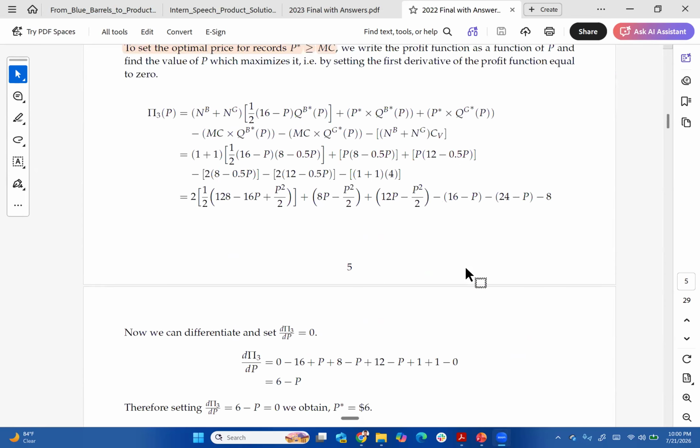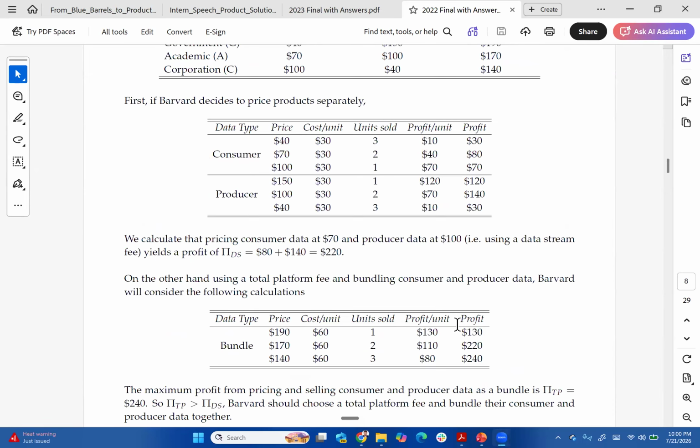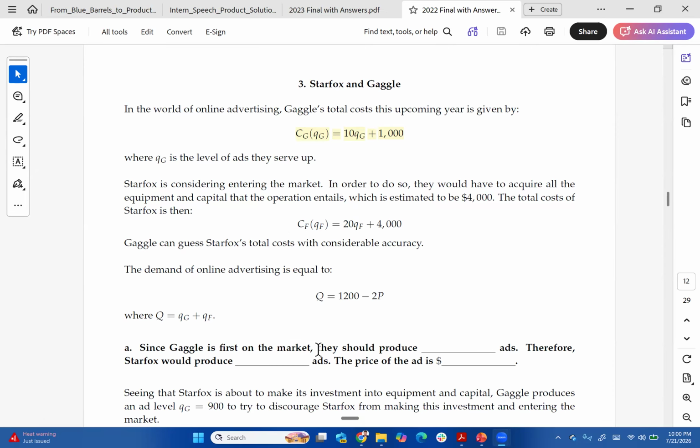If you've got today's concepts, then maybe try this one. So it says Starfox and Gaggle. In a world of online advertising, Gaggle's cost function is given. Starfox is considering entering the market. In order to do so, they would have to acquire this. The demand is this much. Since Gaggle is first in the market, they should produce this many ads, and therefore Starfox should produce this many ads. So in this case, Gaggle has a first mover advantage, and Starfox is following. This is an example of Stackelberg. So you can try this one.